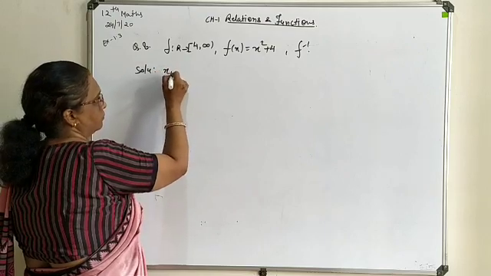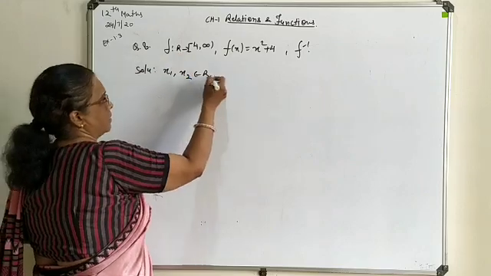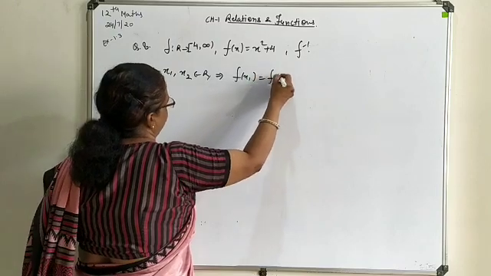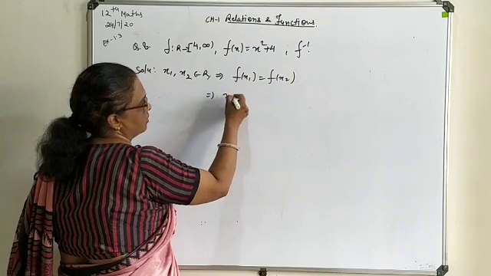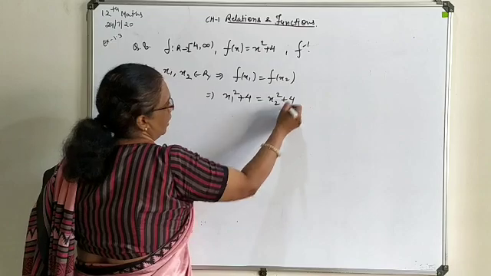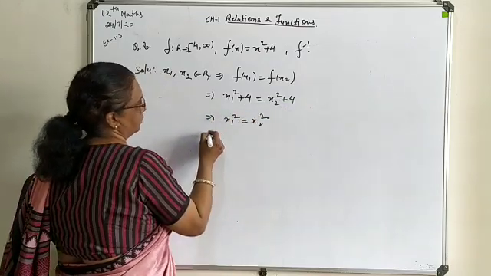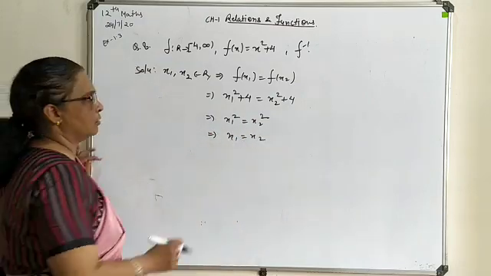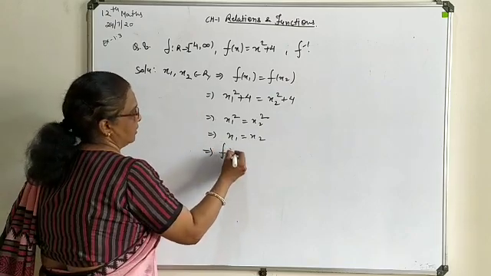basic one. Take x1, x2, which belong to your domain, means R, such that f(x1) is equal to f(x2). Now here f(x1) means the whole function you will write in terms of x1 and x2. So x1 square is equal to x2 square. On taking square root, x1 is equal to x2. So this is a basic criteria for a function being one-one. So your f is one-one.